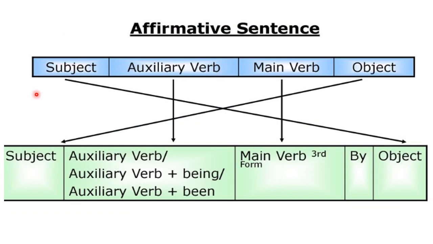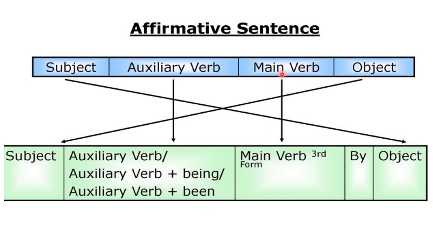Then I explained through this chart that in the first table active voice formation is shown, and in the second table the formation of passive voice is shown. The subject of active voice will become the object of passive voice. Before the object of passive voice we will add by. The auxiliary verb of active voice will change accordingly. Either forms of be will be used, or we can use auxiliary verb plus being.